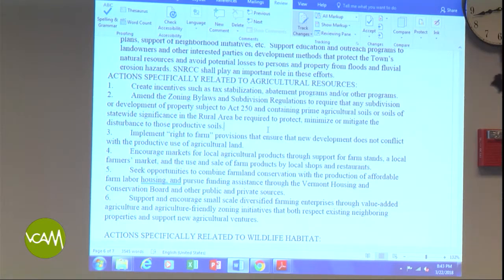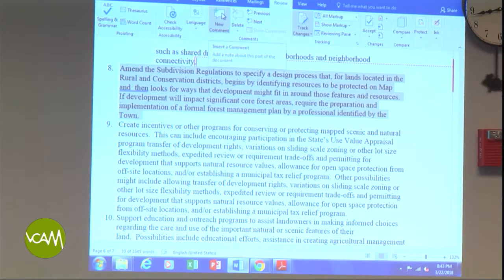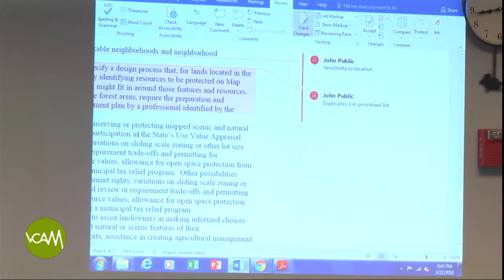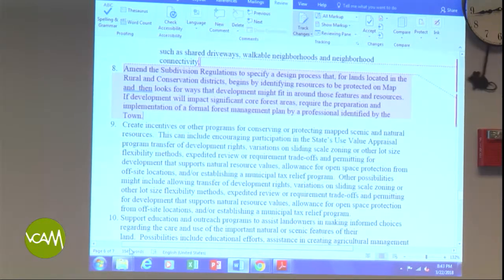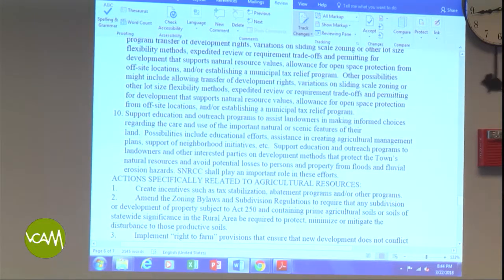On that same page, from an editing standpoint, number 8 at the top, amend the subdivision regulations to specify a design process, is the same as number 2 in the list of prioritized recommended actions. And number 10 has support education and outreach programs a couple of times within it. That may be intentional, but reading it, it just seemed a little duplicative. Not to say it needs to be solved now, but just to call it out as something to look at.